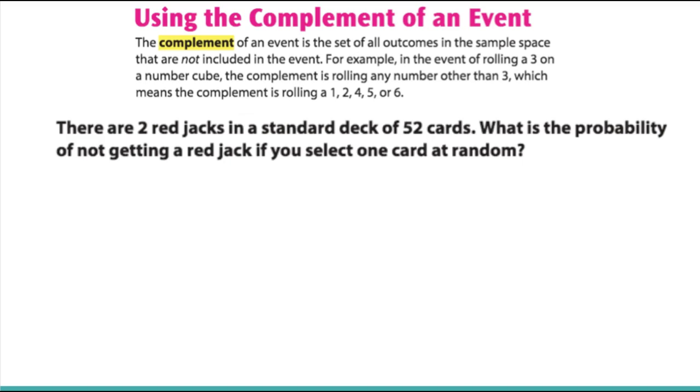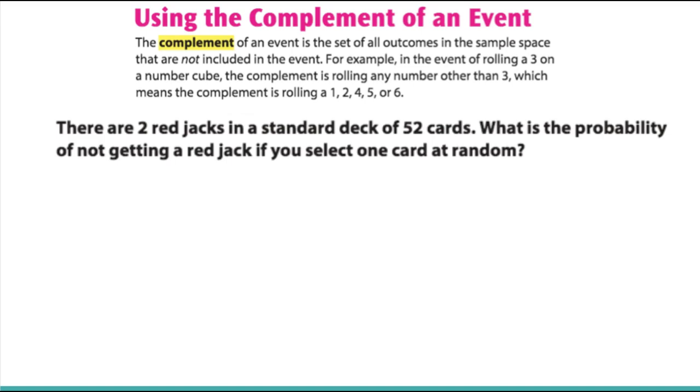And the last thing we have to talk about is the complement of an event. A complement of an event is just all of the outcomes in the sample space that are not included in your event. It says, for example, in the event of rolling a 3 on a number cube, the complement is rolling any number other than 3. So if we would say there's a 1 out of 6 chance of rolling a 3, that means there's a 5 out of 6 chance that we don't roll a 3. And we can figure out the probability of our event, and the complement is just whatever's left over.